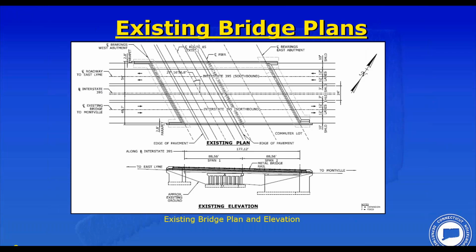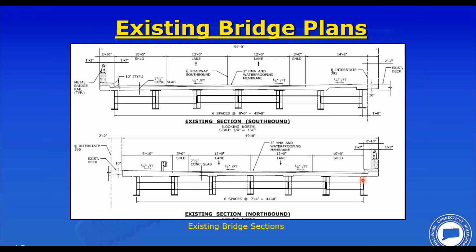Just a plan and elevation view of the bridge showing it has a skew angle of approximately 30 degrees, 2-span bridge, nothing too unusual about the structure. I'm not quite sure why these footings are so low on this side. I'm sure there's a geotechnical reason for it, but this is just the existing plan and elevation of the bridge.